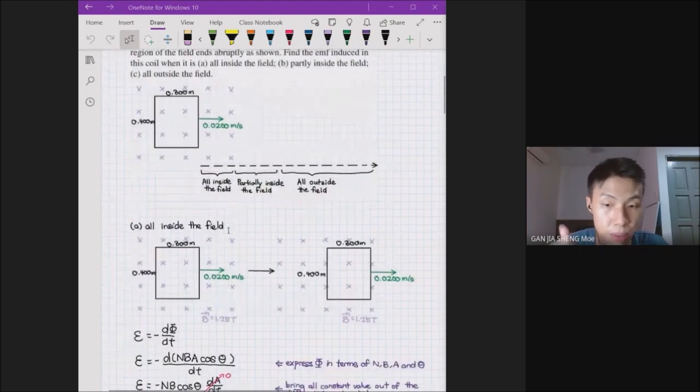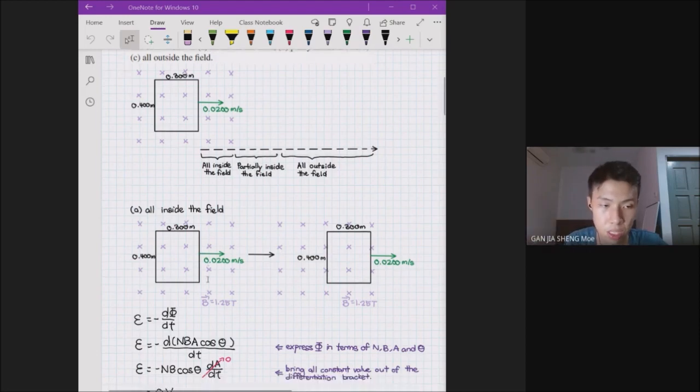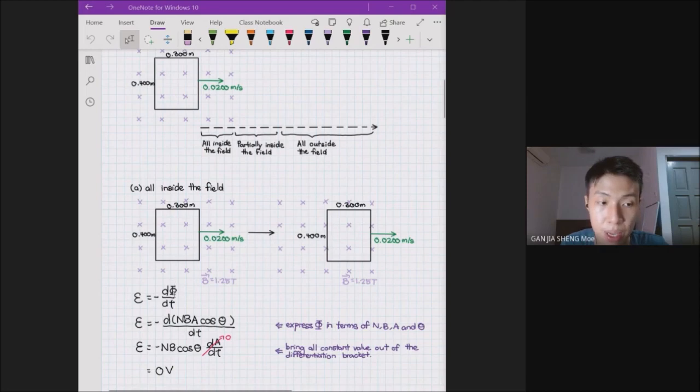Both of them share the same magnetic field, share the same area, and you're not rotating the coil, so you're not changing the angle. So your N, your B, your A, your cos theta, all of them are constant. So when you do your Faraday's law, you know that the magnetic flux linkage is equal to NBA cos theta.